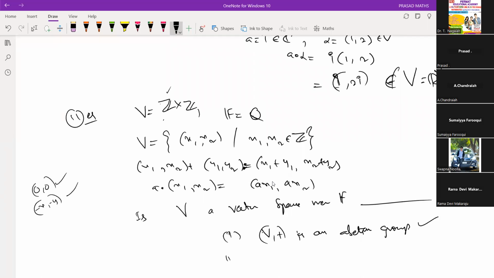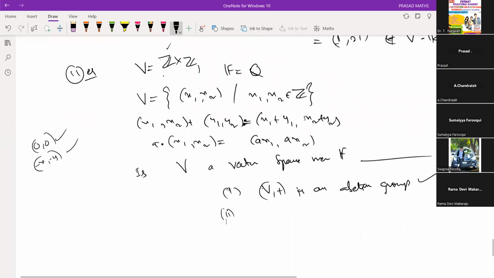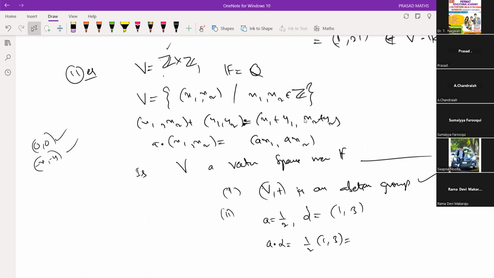Okay. What about scalar multiplication? Is it meaningful scalar multiplication? No. Suppose we take a = 1/2 and alpha = (1, 3). What about a times alpha? a is nothing but 1/2, and alpha is (1, 3). My multiplication is component wise multiplication.